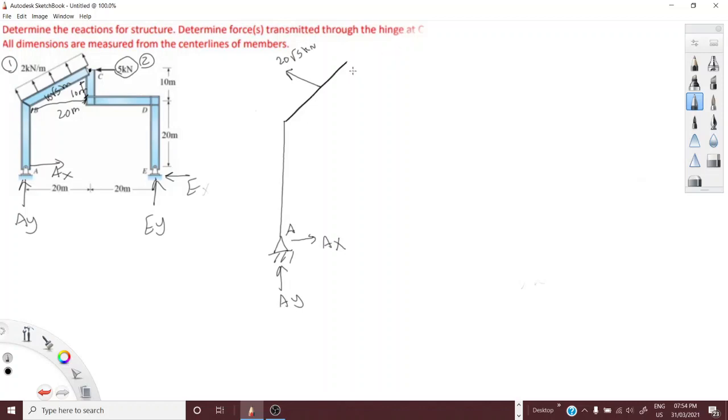And here we have C, and as we said that when we disconnect it will result with Cx and Cy. You can add the 5 kilonewton. I will add it here, but only one time. Part 1, 5 kilonewton. So this is part 1. So I added 5 kilonewtons only one time.